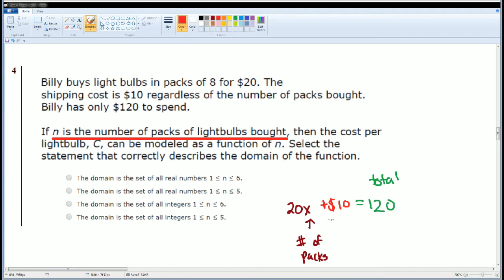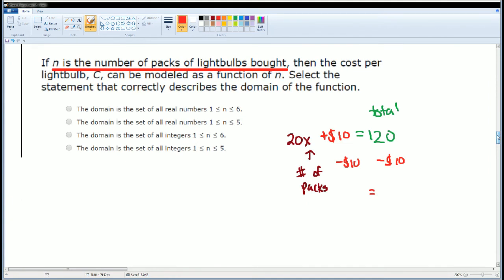All right. So originally, what you need to do mathematically is subtract the shipping costs from both sides. So in reality, he only has $110 to spend. Okay. Because this is the amount of money he has to buy packs after the shipping costs.